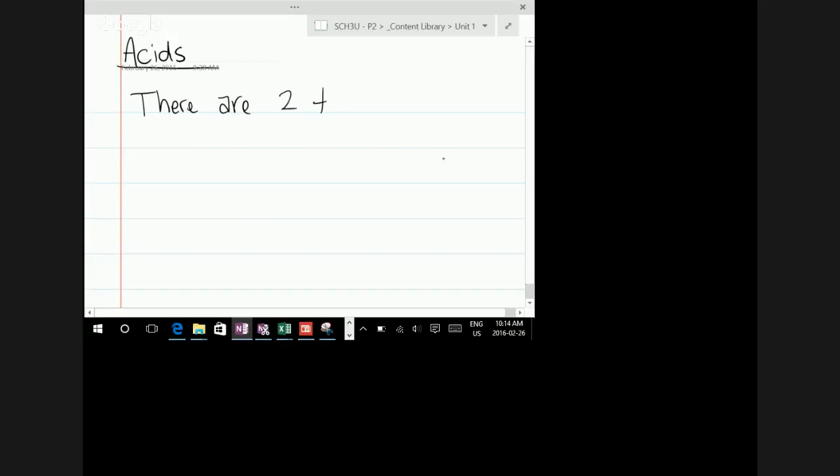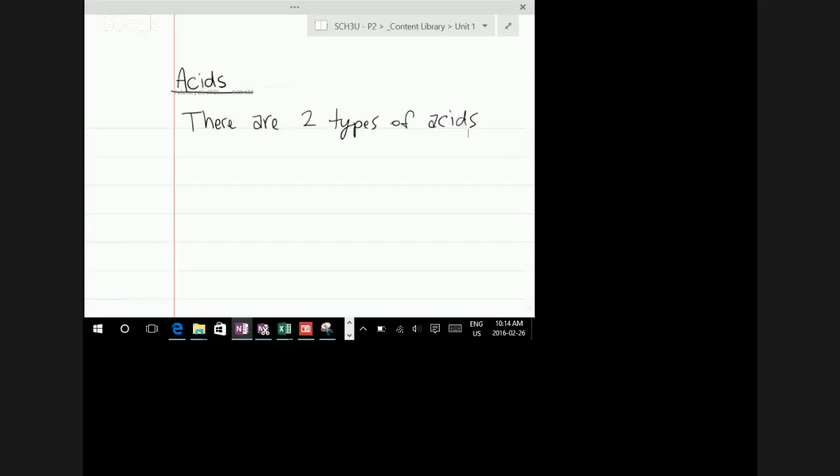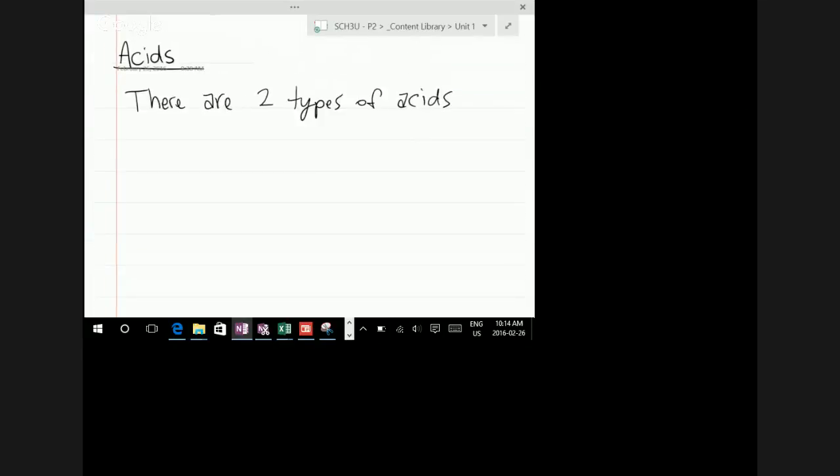All right, and there are two types of acids. I mean, there's more than two types of acids, but there's two types of acids that we're going to name in grade 11 chemistry. All right, the first one are what we call binary acids.